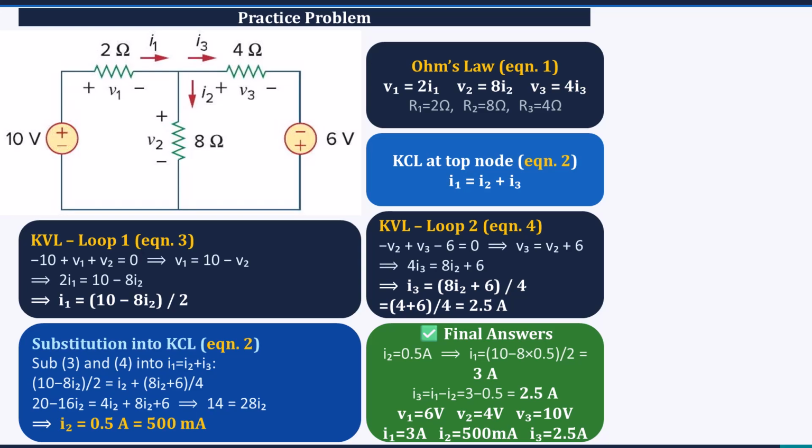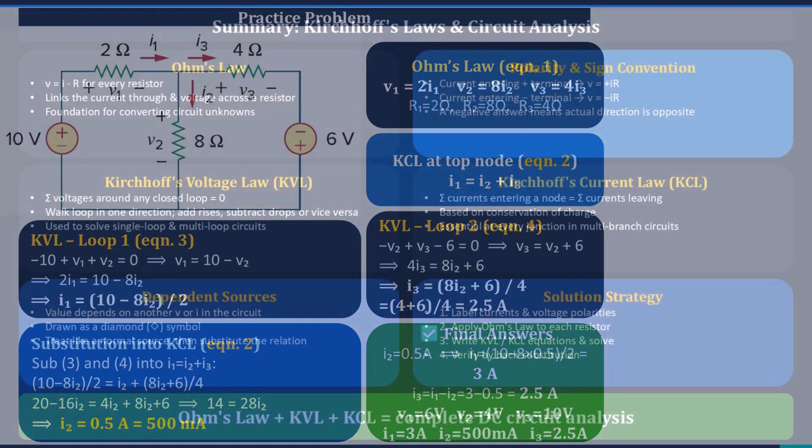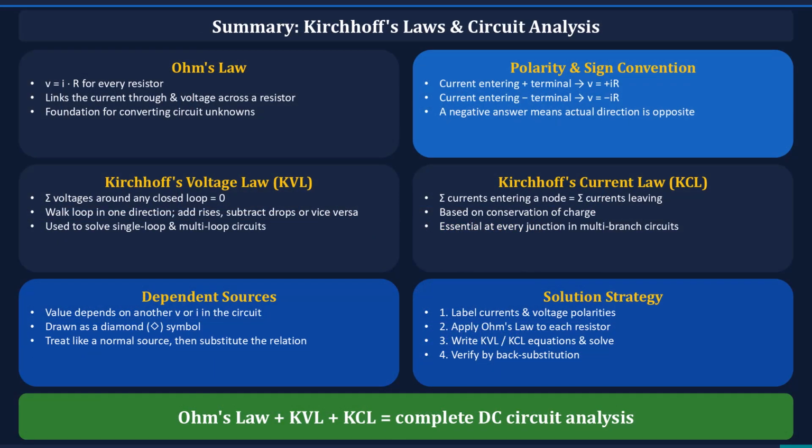Final answers. Back substituting, I1 equals 3 amperes, I2 equals 500 milliamperes, I3 equals 2.5 amperes. Check the KCL, 3 equals 0.5 plus 2.5, yes. The voltages are V1 equals 6 volts, V2 equals 4 volts, V3 equals 10 volts. We've now covered the complete toolkit for analyzing DC circuits.